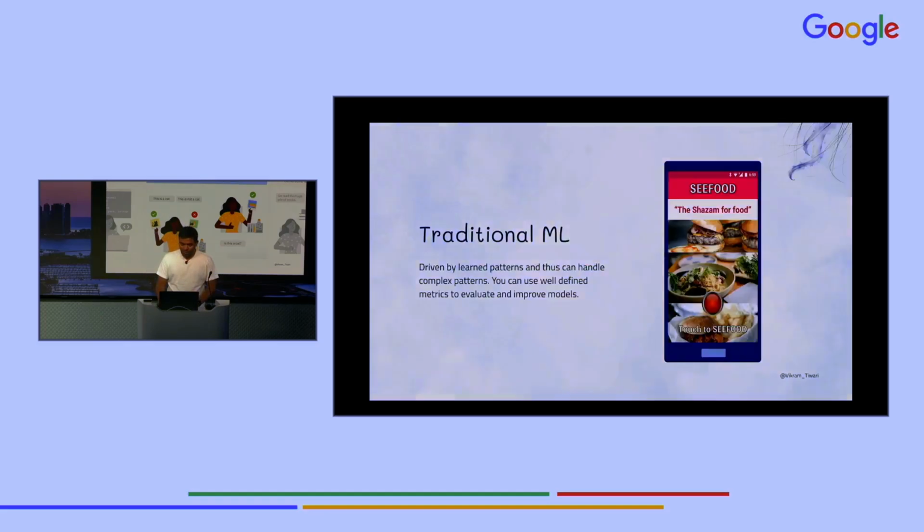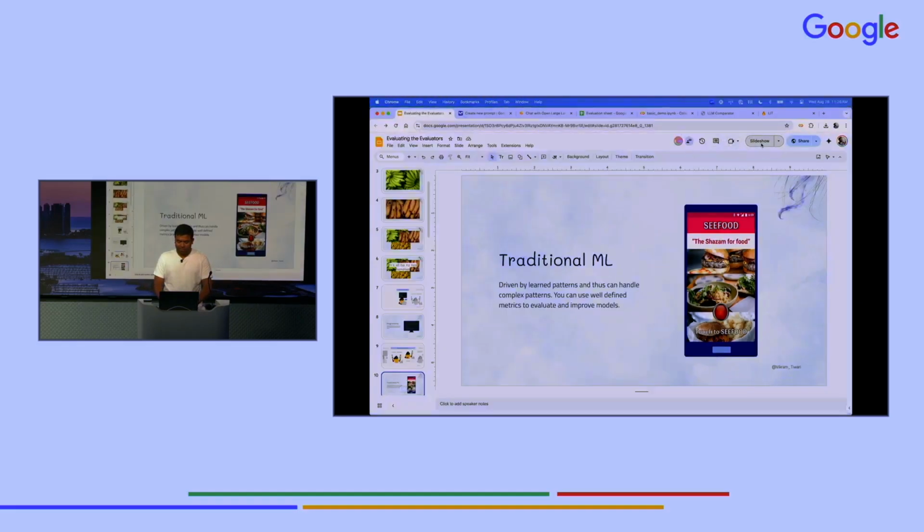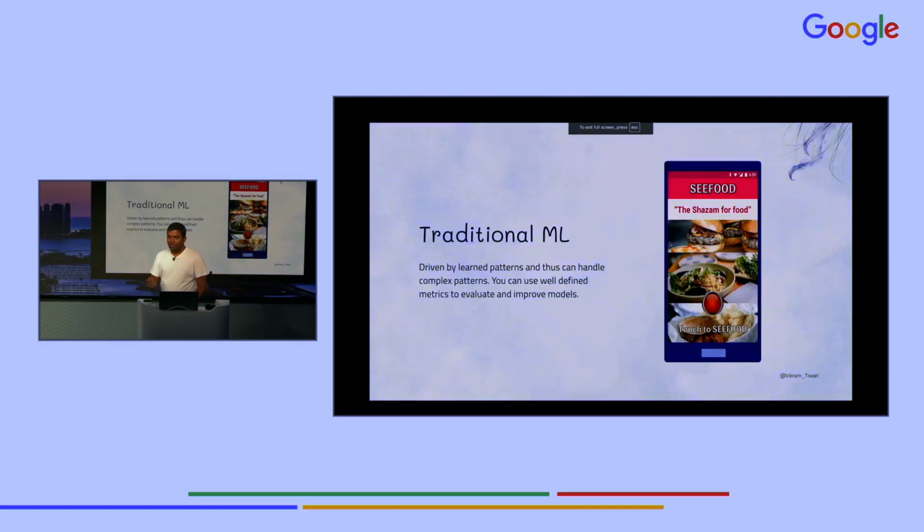So traditional ML also has a very robust set of metrics that you can use to determine if your model is performing well or not. This is driven by learned patterns.